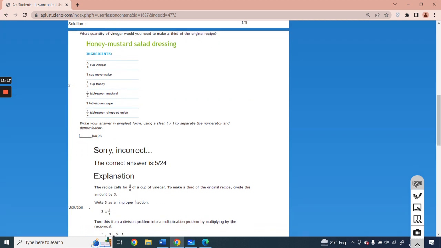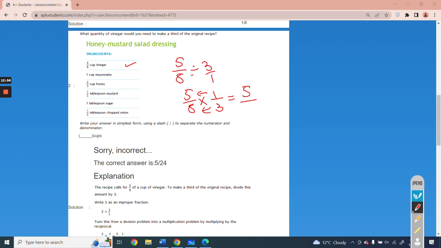The next one is what quantity of vinegar would you need to make a third of the original recipe? Again, you have to use the third of the original recipe. So the vinegar in the original recipe is used by 5/8. Got it? You have to use a third of the recipe. So you have to do 5/8 divided by 3. Got it? Convert the division sign to multiplication. It would be then reciprocal. The term would be then 1/3. You have to do numerator times numerator. 5 times 1 is 5 and 8 times 3 is 24. That means you can use 5 by 24 vinegar in the third of the original recipe. Got it? That would be 5/24.